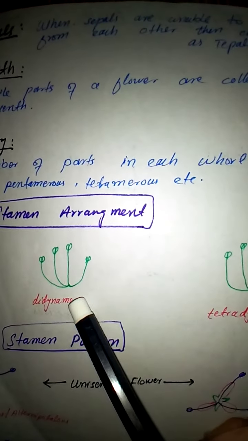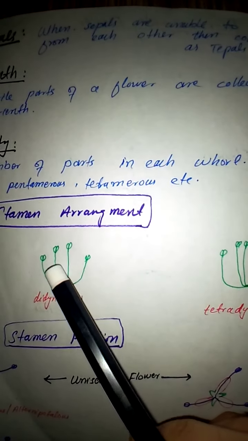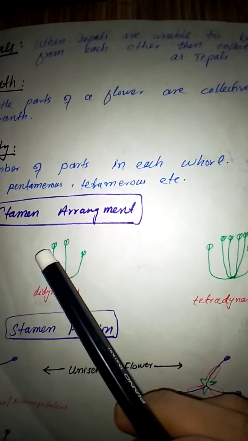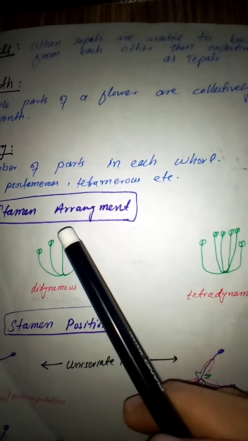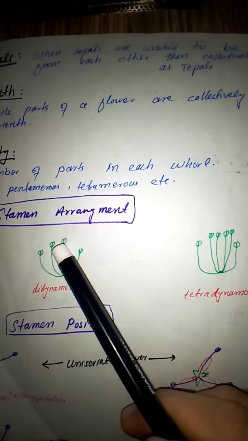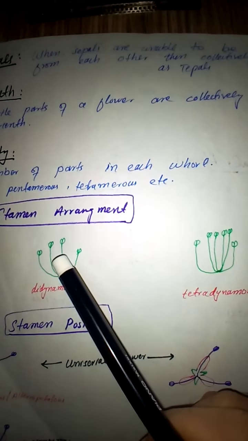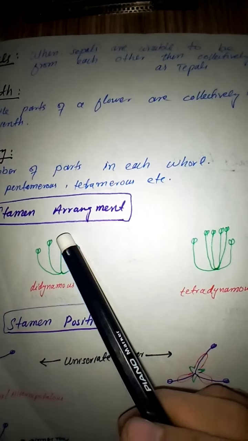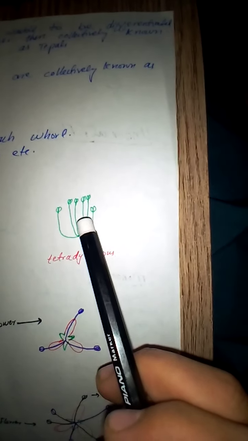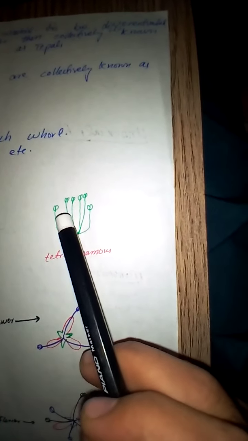Didynamous, in this case there are 4 stamens but 2 are of the same length while the other 2 are of the same length, or 2 are at the same level while the other 2 are at the same level, so one pair is different from the other pair. Tetradynamous, in this case there are 3 pairs, one of equal length while the 2 others are of equal length.